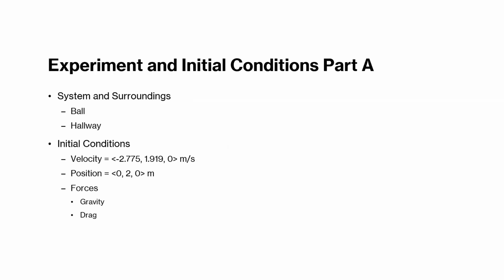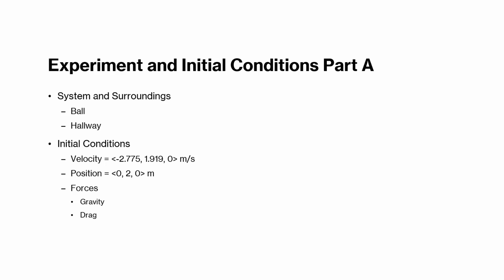And then here are our experiment and initial conditions. For this experiment, the system that we have chosen is the ball, and the surroundings is the hallway. Even though we have a hand pushing the ball, we're going to pretend that's just a force or initial velocity that the ball carried, so we're going to disregard that. Initial conditions are calculated from the tracker: negative 2.775 for the x component of initial velocity, 1.919 for the y velocity, and our initial position is 2 meters above the ground.